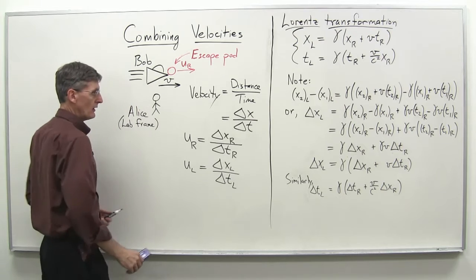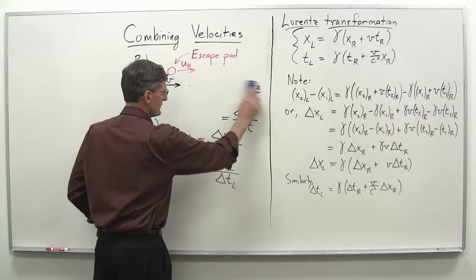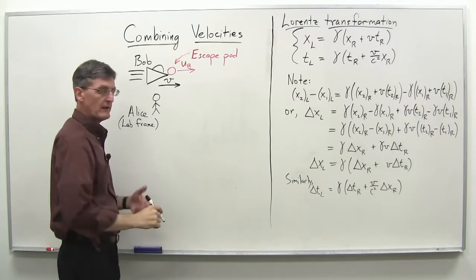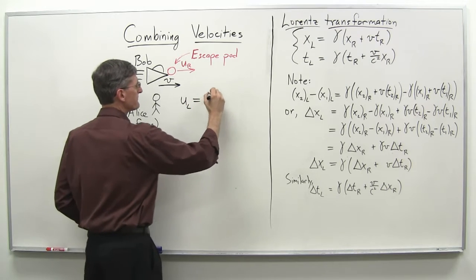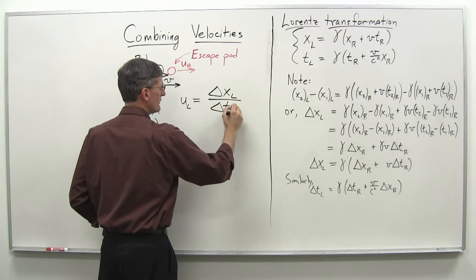Okay? So we'll leave that up just a second here. I think we don't need too much room, actually, fortunately, for this. So let's rewrite this. We'll say, okay, Alice says u sub L is delta x sub L over delta t sub L.